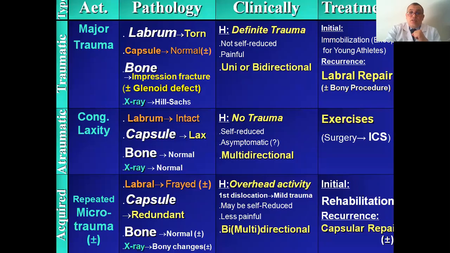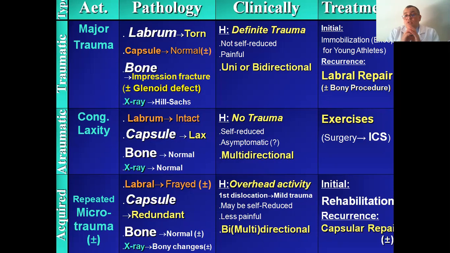To discuss these three types, we can divide them into the traumatic, atraumatic, and acquired type. In the traumatic type, there is a history of major trauma. The labrum is torn, what's known as a Bankart lesion. The capsule is usually normal, except when there are excessive repeated shoulder dislocations, more than 6 or 7 times. The capsule becomes overstretched and redundant.